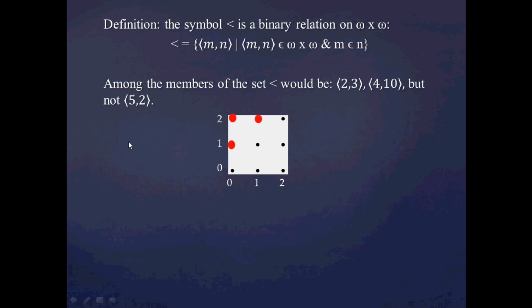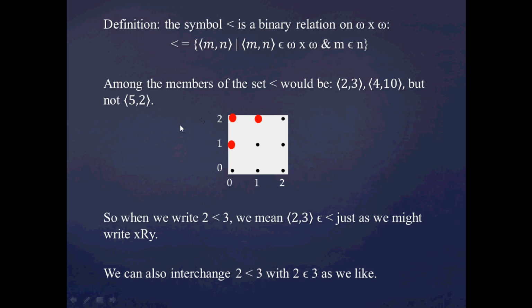And to give you a visual representation of what's going on here, I've taken a subset of omega times omega, just {0, 1, 2} times {0, 1, 2} here. And I've colored in red all the stuff that would be in the less than relation. And you can see what's going on here is if you consider the line y equals x right here along the diagonal, all the stuff above and to the left would be in the less than relation. And hopefully this brings back memories of what you do in high school, where you color in inequalities on a graph like this. And just as a reminder, when we say things like 2 is less than 3, we can also interpret this as the ordered pair (2, 3) is in the less than relation. Just as we might write x R y, we can say 2 is less than 3. And again, we can just interchange 2 is less than 3 with 2 is a member of the set 3.